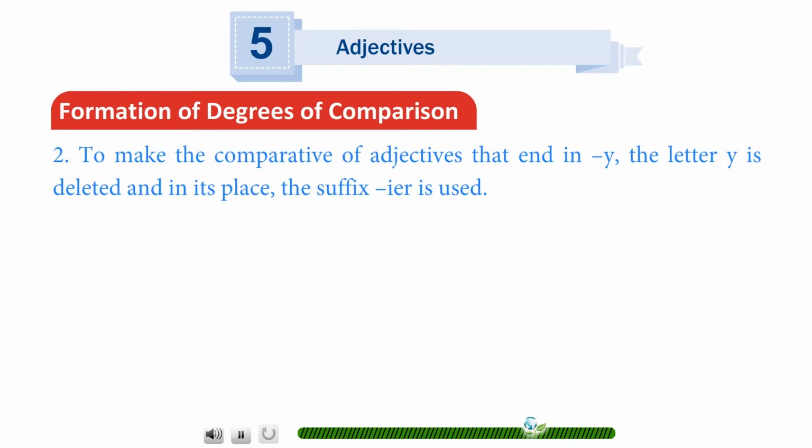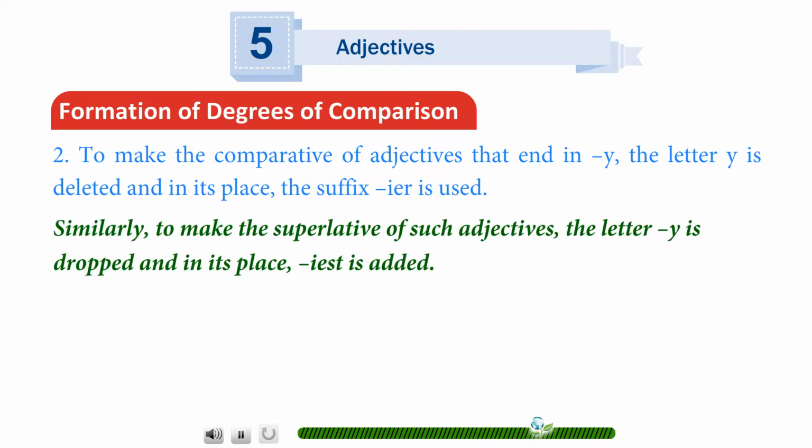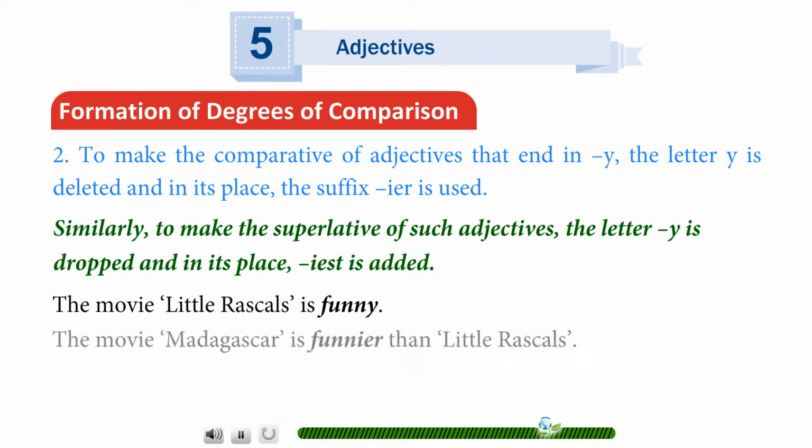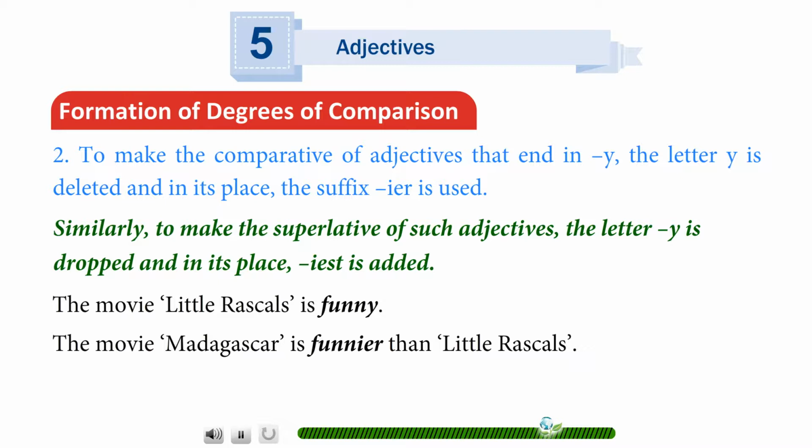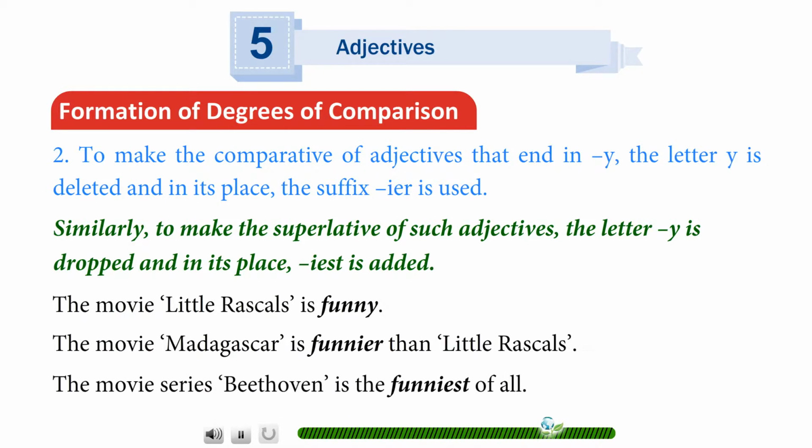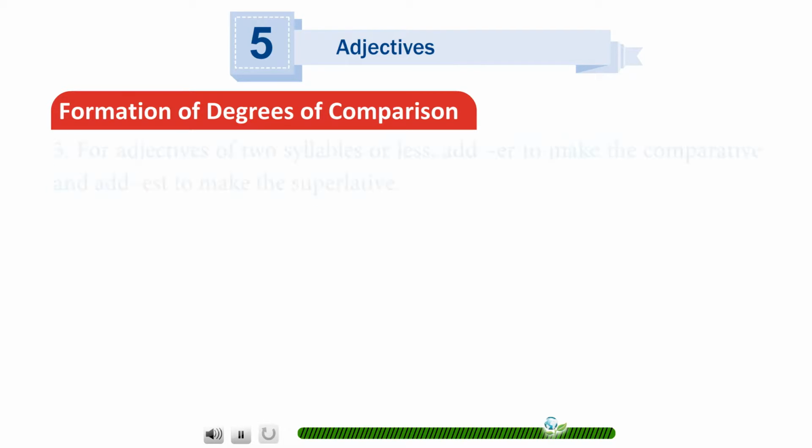2. To make the comparative of adjectives that end in y, the letter y is deleted and in its place the suffix IER is used. Similarly, to make the superlative of such adjectives, the letter y is dropped and in its place IEST is added. The movie Little Rascals is funny. The movie Madagascar is funnier than Little Rascals. The movie series Beethoven is the funniest of all.